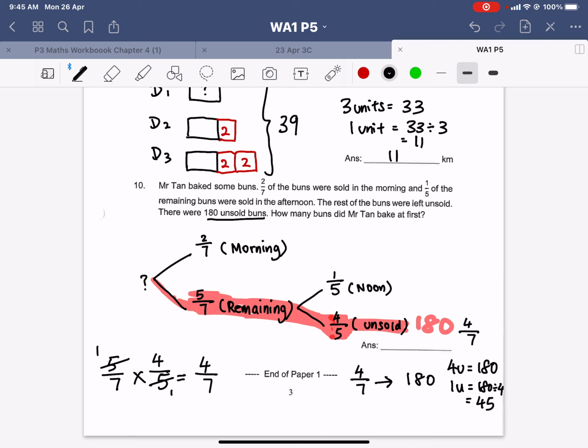Now, question is, how many buns did he bake at first? That means the total number of units. Do you know how many units of buns did he have in total? It's a total of 7 units. Do you know why? Because 7 is the denominator. So 45 times 7 will get you 315. That's the answer. So that's the powerful thing about branches.